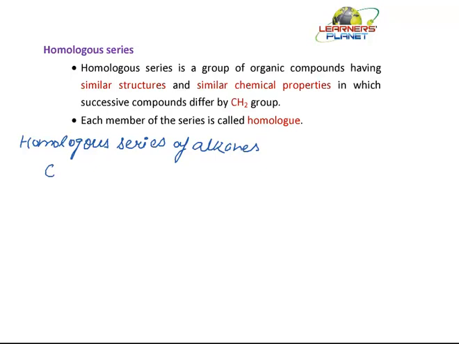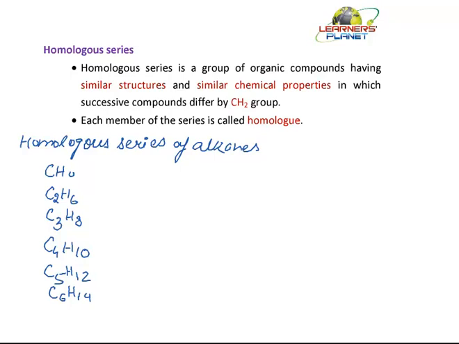Now this series consists of CH4, that is what, students? It is methane. The second member is C2H6. The third member is C3H8. The fourth member would be C4H10. The fifth member would be C5H12. Likewise, your sixth member would be C6H14. So these compounds are arranged in this homologous series.